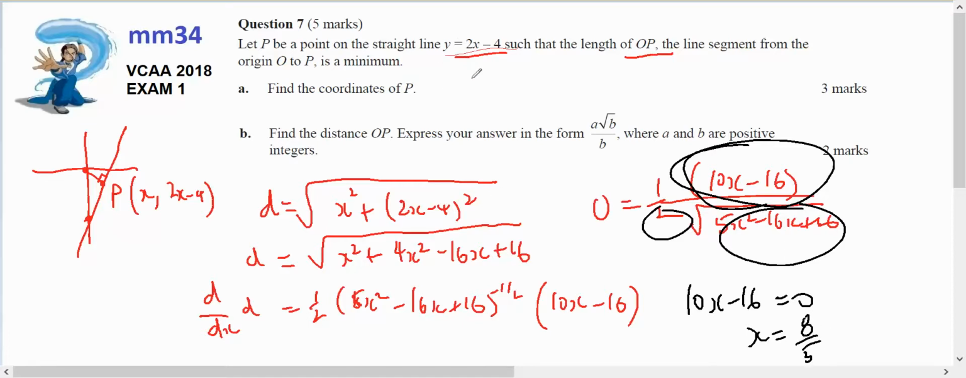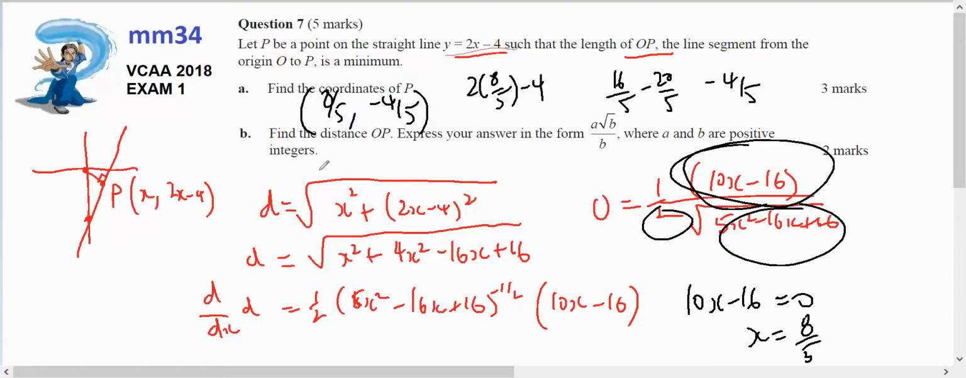X equals 16 divided by 10, which is 8 on 5. And y is going to equal 2 times 8 on 5 minus 4, 16 on 5 minus 20 on 5, minus 4 on 5. So the coordinates of point P are 8/5 and minus 4/5. And then find the distance.